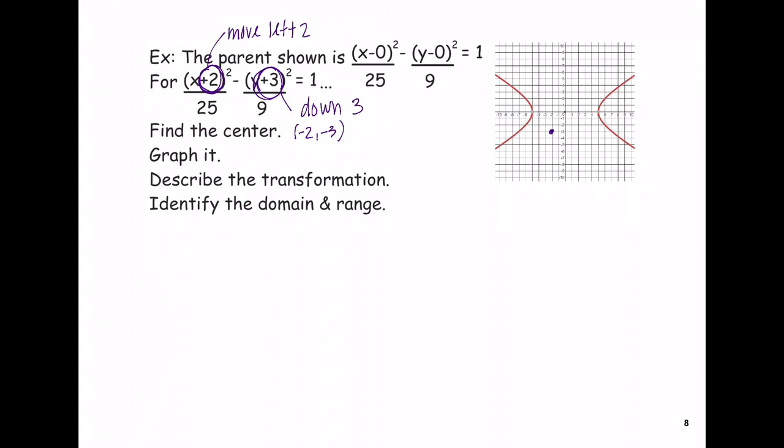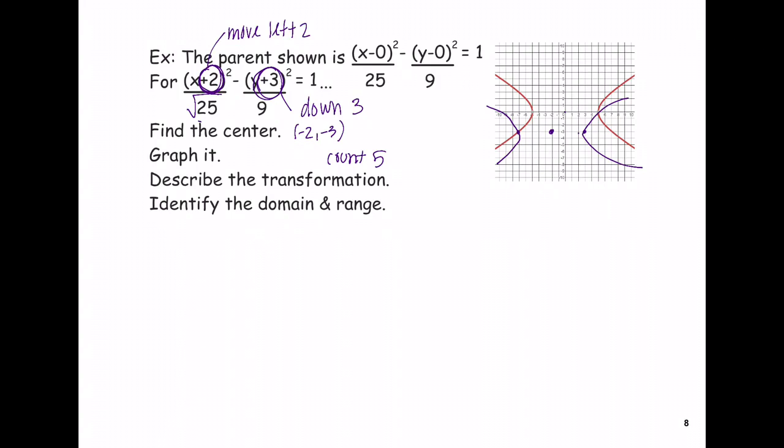We then need to, because it opens left and right, we take the square root of 25, so we are going to count 5 units left and right. And then we are going to make our horizontal little curves from those points.